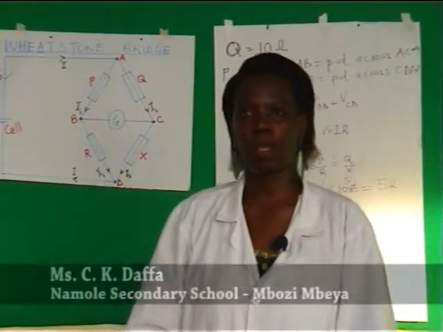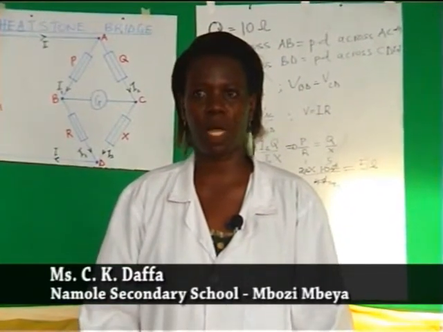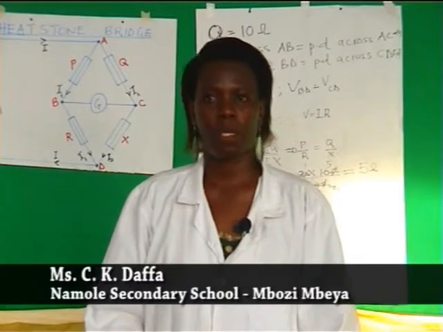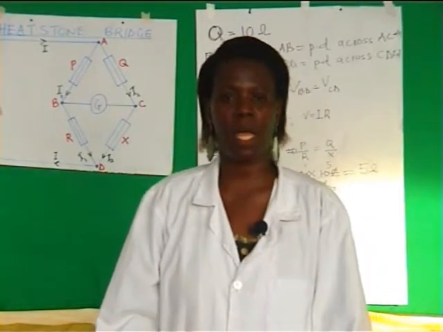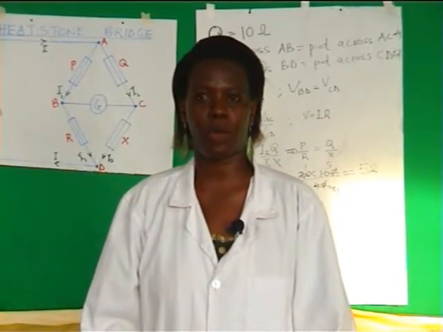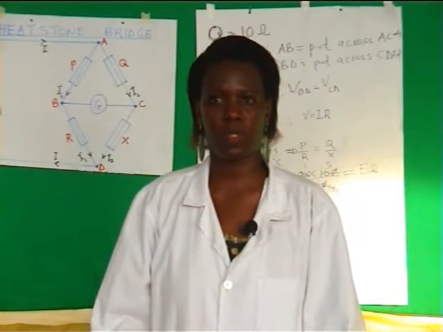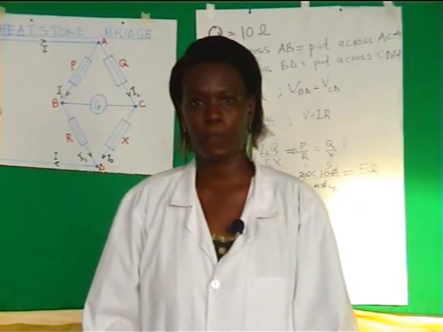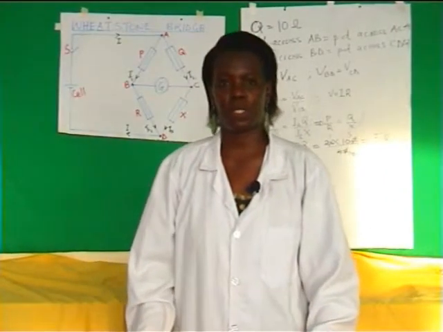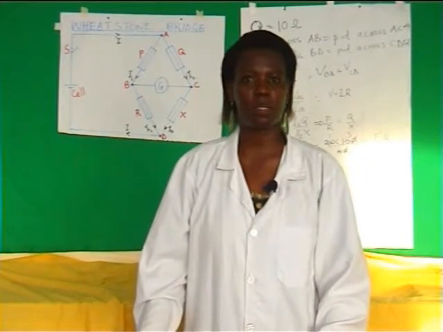Conclusion. The arm AB and arm BD are known as the ratio arm of the bridge. The Wheatstone bridge provides an accurate method of determining the resistance of an unknown resistor, since at balancing, no current flows in the galvanometer. From the knowledge of the Wheatstone bridge, can you describe how a meter bridge is used as a modified Wheatstone bridge?